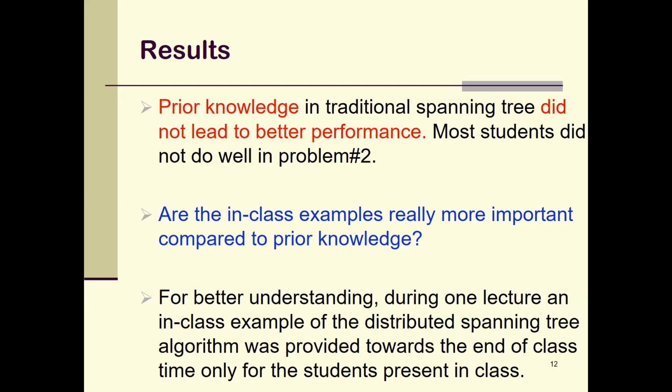Now, does that really mean the in-class examples are more important? Because we can see from the previous result that prior knowledge is not really convincing us. But what about the in-class examples? Are they really helping or not? For better understanding of that, during one lecture, an in-class example of the distributed spanning tree algorithm was provided towards the end of the class time, only for the students present in class. Because it was a hybrid class, for the online students, examples were not done, but for the in-class students, examples were done.